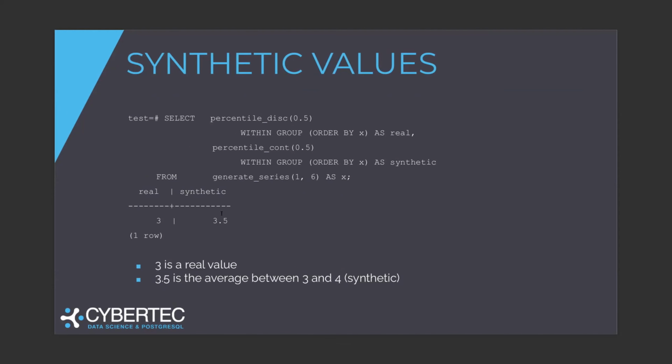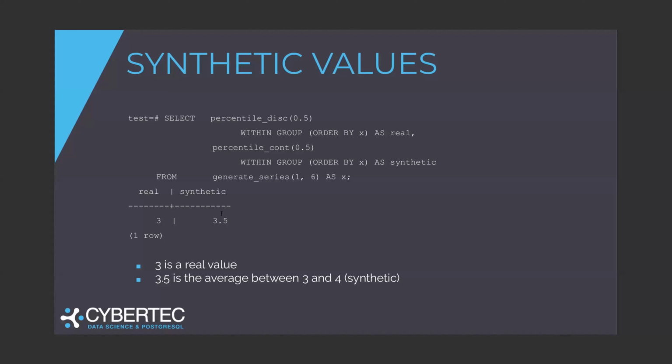So what we do here is, let's take a look at the from clause first, right? So the from clause says from generate series 1 to 6. Okay, so obviously what we got here is 6 values, 1, 2, 3, 4, 5, 6. And if we take the median, there is no such thing as a real median, because with 6 values, there is no such thing as the middle value, okay? Because it's an even number. So what we see here is that percentile discrete is gonna create a real value, which is 3. So it's gonna take basically the third entry.